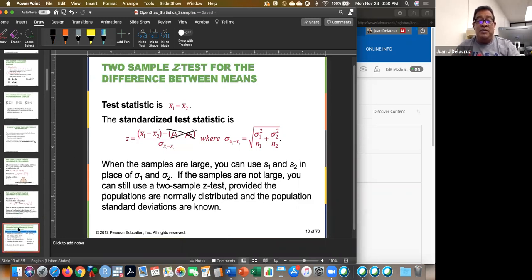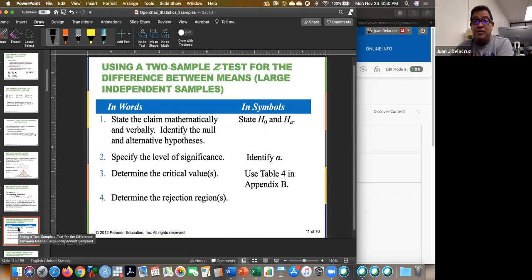So how do we solve this problem? That's very, very simple to do. We are going to do it step by step. Using a 2-sample z-test for the difference between means, we have large independent samples, or we can have small independent samples but we know sigma. So it's the same idea. We state the two hypotheses. We identify the level of significance. Remember, the level of significance is going to be compared with the p-value.